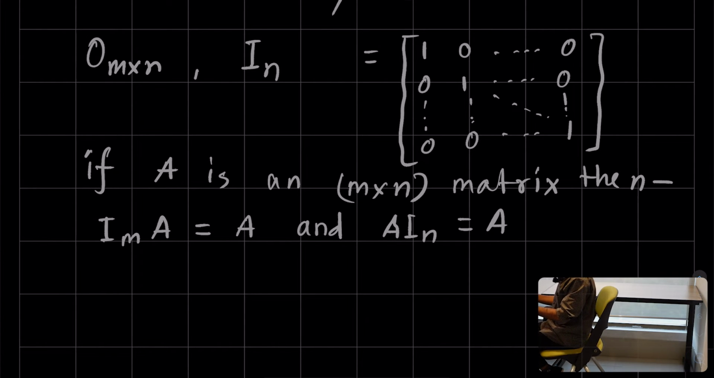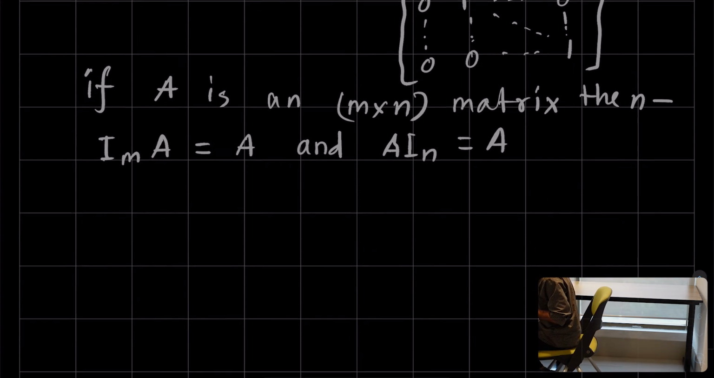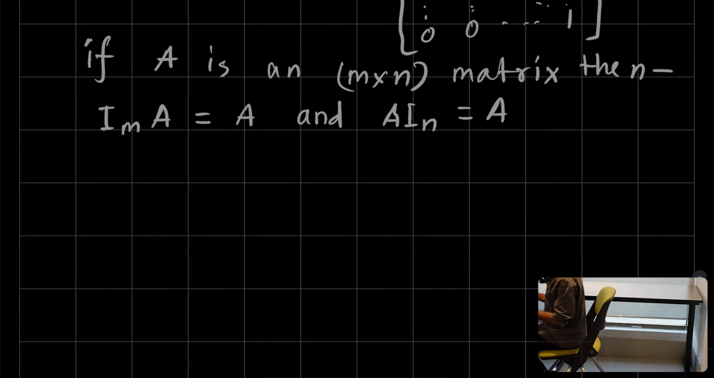So since it is an identity matrix, if I multiply it with another matrix, and the multiplication makes sense, then that is equal to the original matrix. Right? So I_M times A is A, and here the multiplication makes sense because the number of columns in the identity matrix is M, and the number of rows in the matrix A is what? M, right? So that's why this is equal to A, and similarly we can show that A I_N equals A.